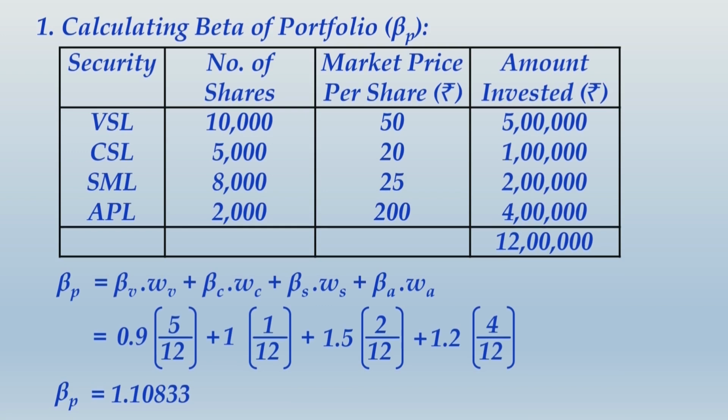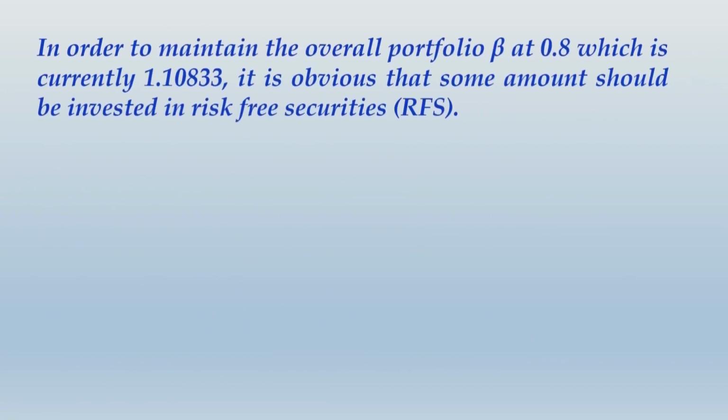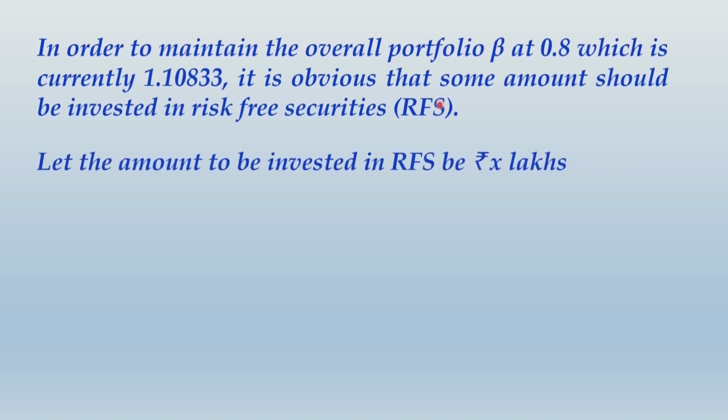Alright friends, I am sure you have finished writing this whole thing. Let us move ahead and now deal with the second requirement of the question, where the portfolio manager seeks to reduce the portfolio beta to 0.8. Currently the portfolio beta is 1.10833. So if you want to reduce the portfolio beta, it is obvious that some amount should be invested in risk-free securities. Now let the amount to be invested in risk-free securities be rupees X lakhs.